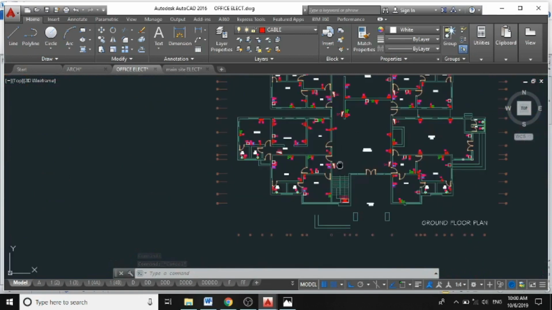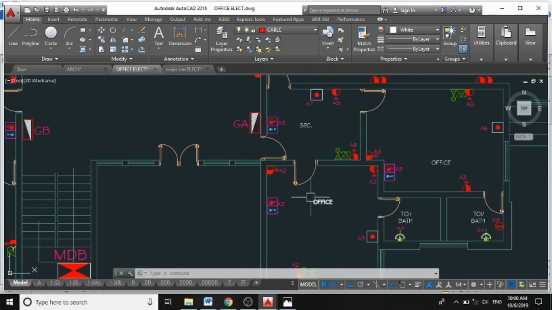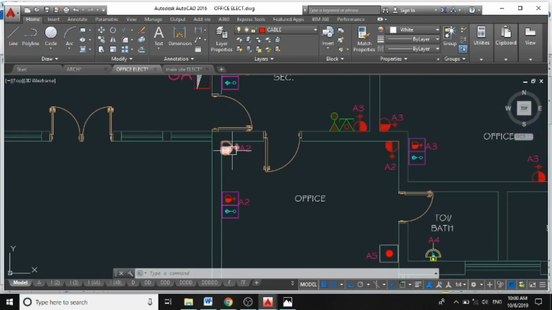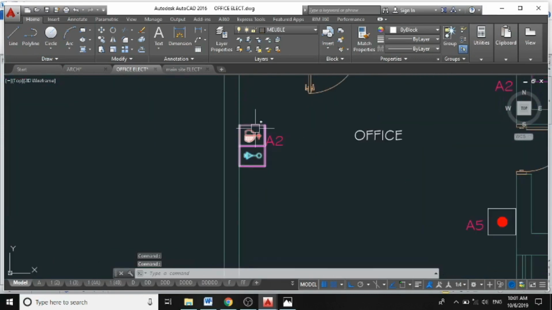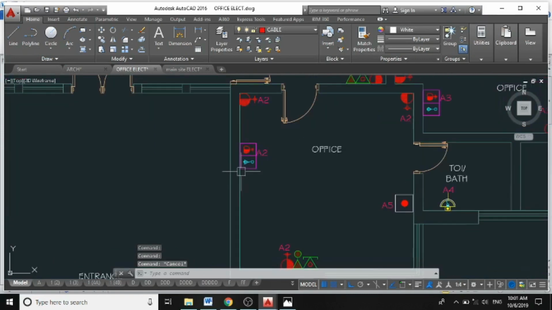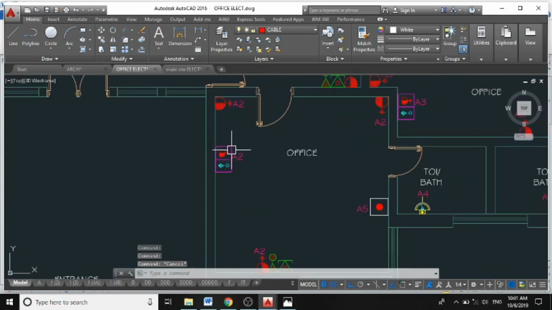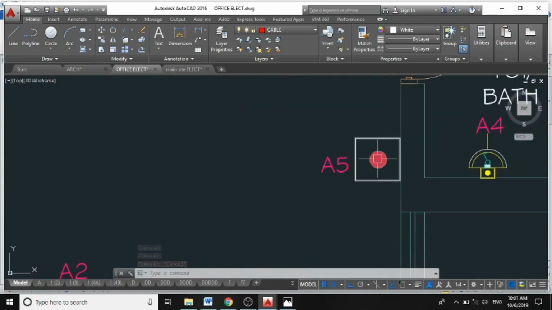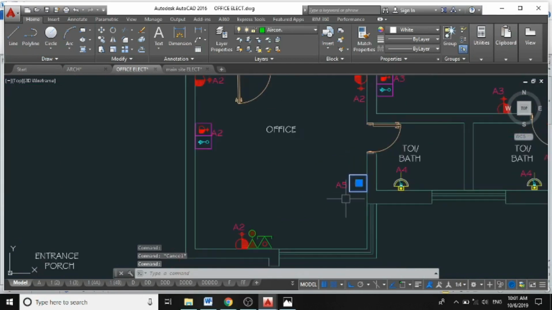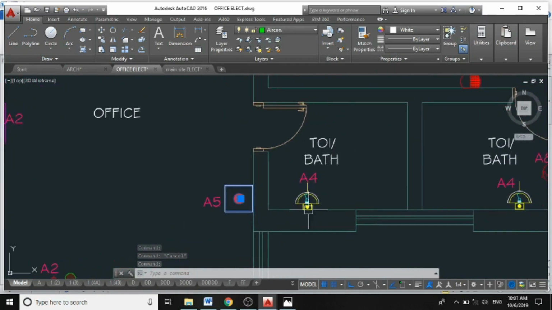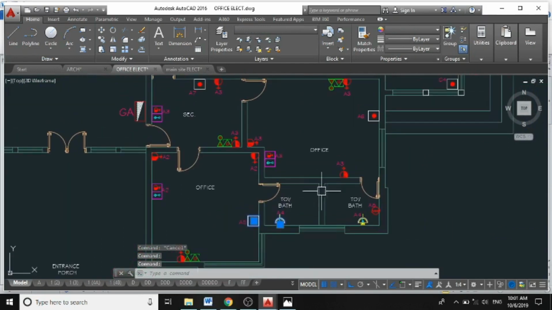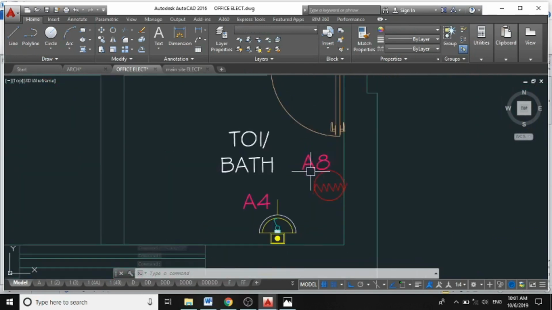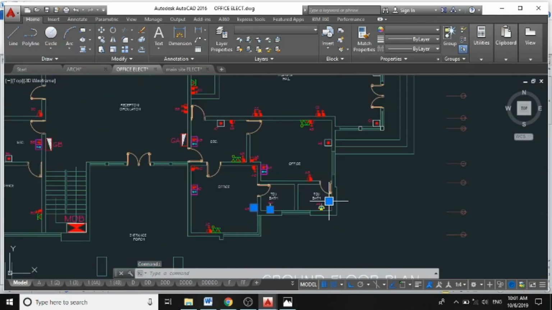Here is how sockets are being distributed. For my office here, I'm having a socket here, another one here, another one here, and I'm having one here at eye level as already specified in my legend. Likewise, my outlet for my AC here. In my bathrooms, I'm having an outlet for my extractor fans, and in here I'm having an outlet for my hot water heater.